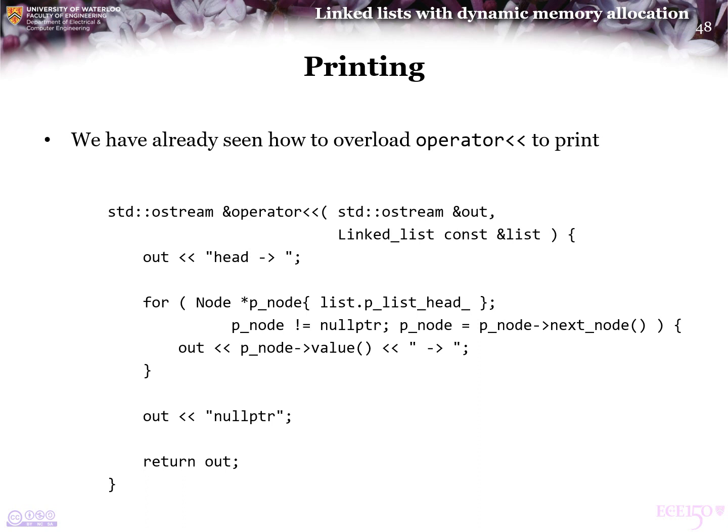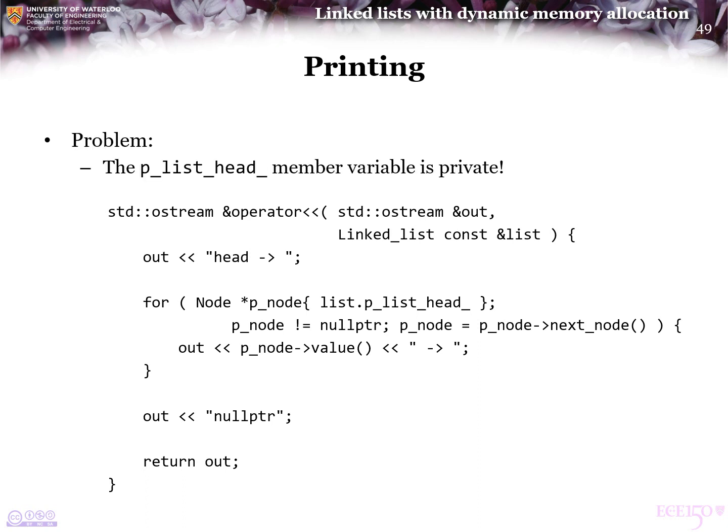Now, what is the problem with this implementation? The problem is pointer to list head as a member variable of the linked list class is private, and this is not a member function of the linked list class. This is a global function overloading the left shift operator. So it is impossible for this function to be able to access the private member variables of the linked list class. How can we fix this?